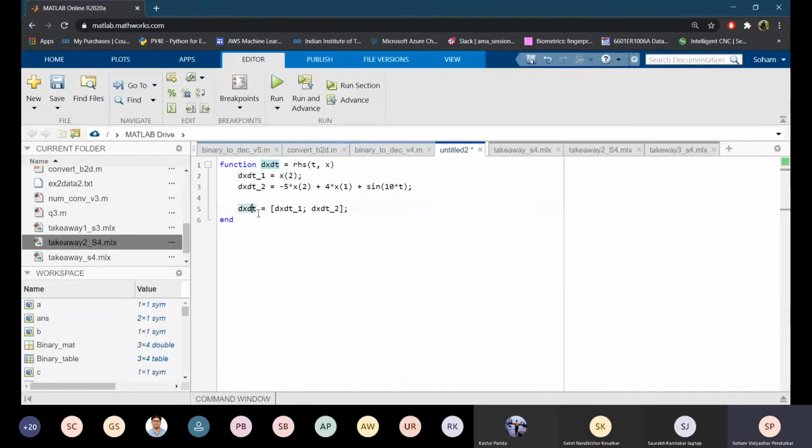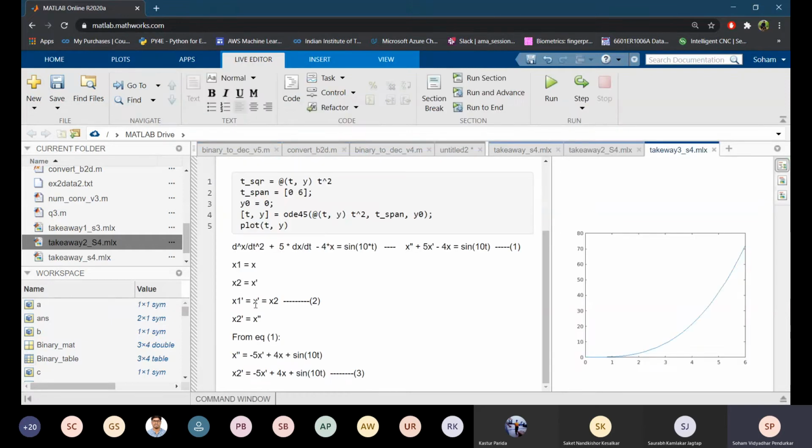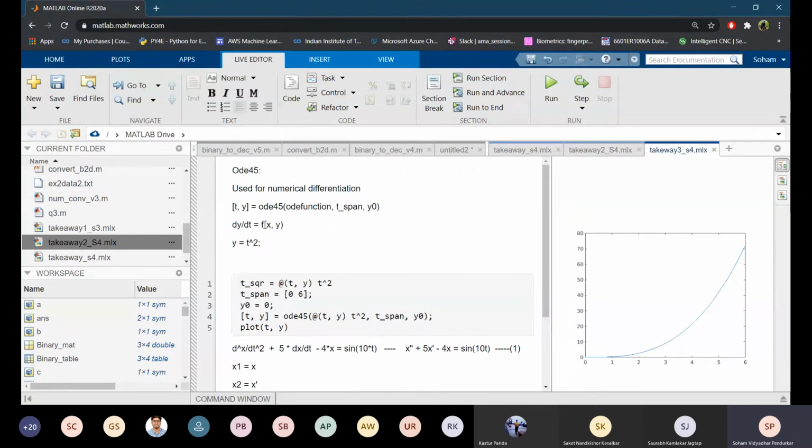So dx by dt I'm referencing here. dx dt are two variables I created, where dx dt1 is x2 and dx dt2 is this equation. So how does it differentiate between these two differential equations? It doesn't have to. It just knows that if there are two differential equations, then both of them will be in this form.